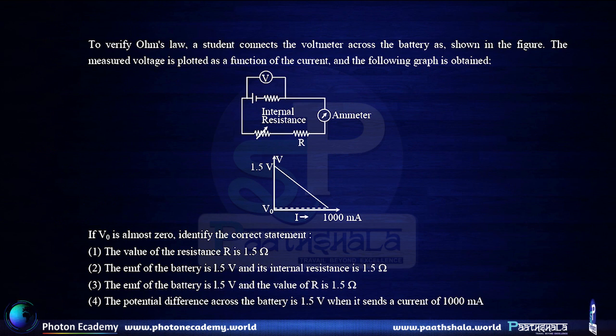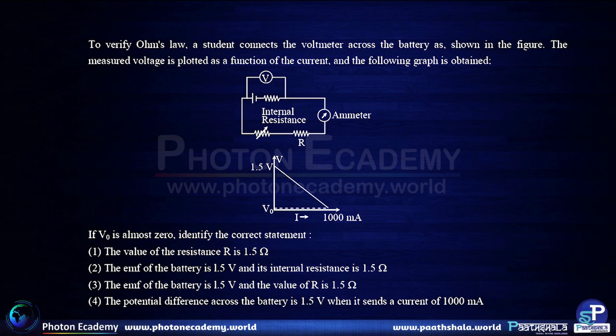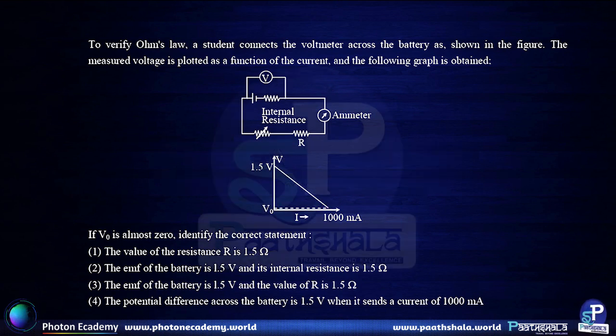The fourth option is the potential difference across the battery is 1.5 volt when it sends a current of 100 milliampere. We can see from the graph that when a current of 100 milliampere is running through the circuit, the potential difference across the battery is 0 and not 1.5 volt. So the fourth option is also incorrect. So our answer is option 2.